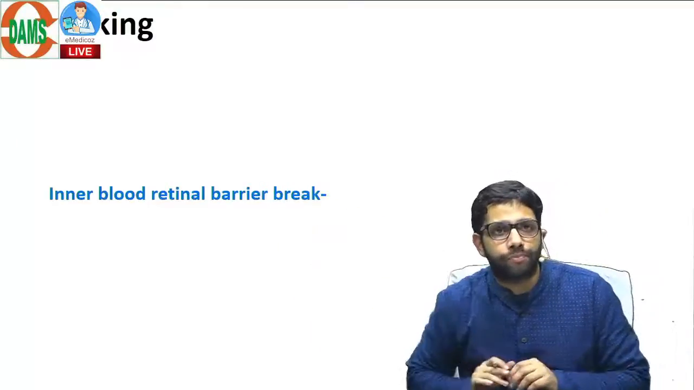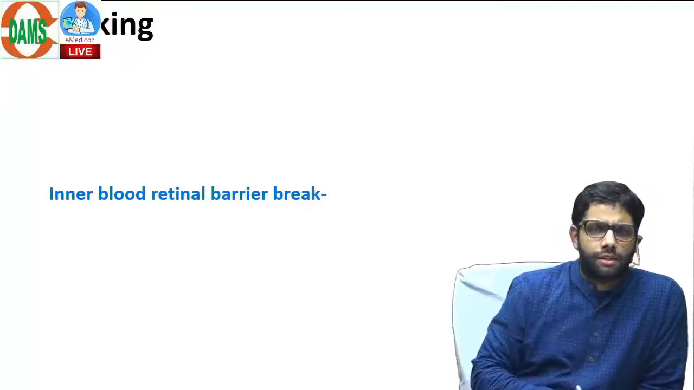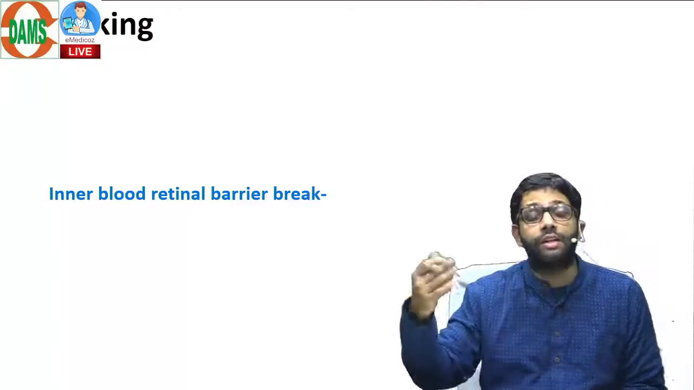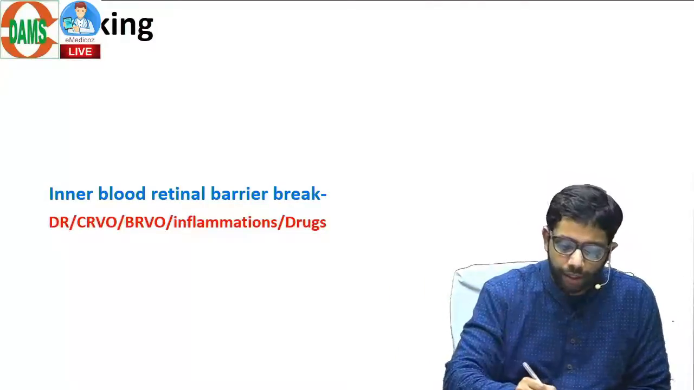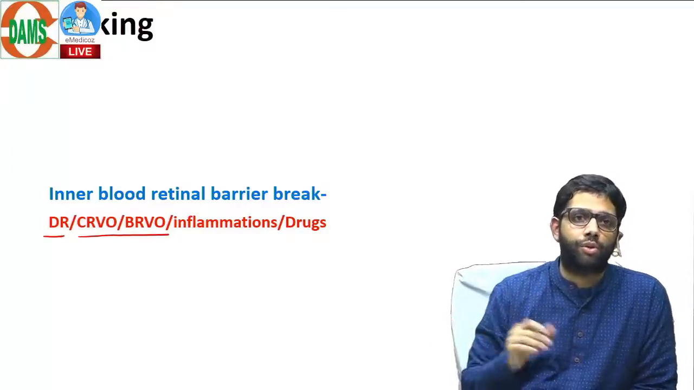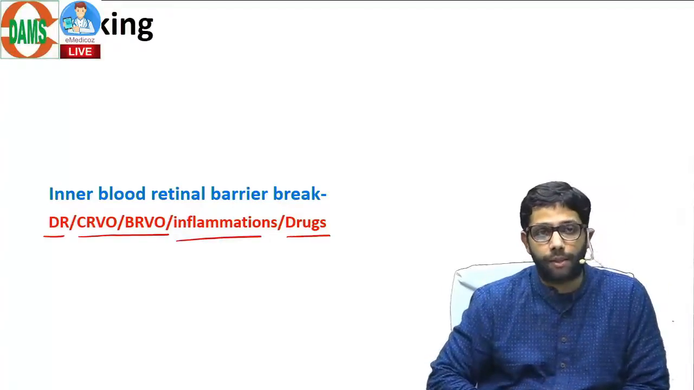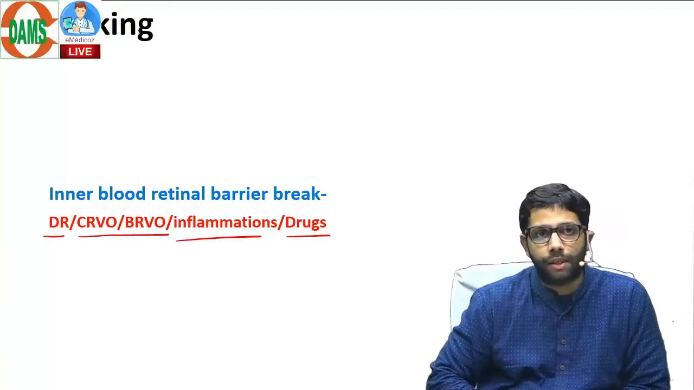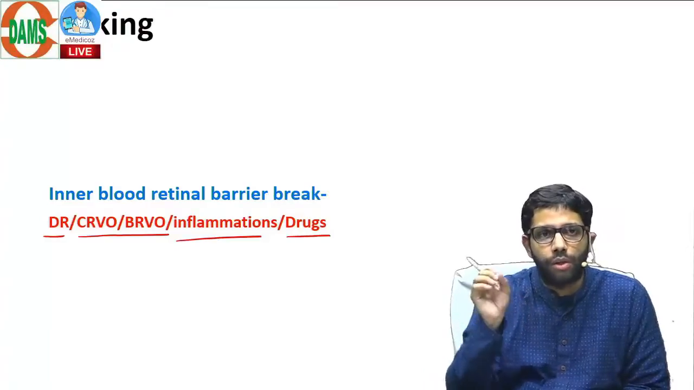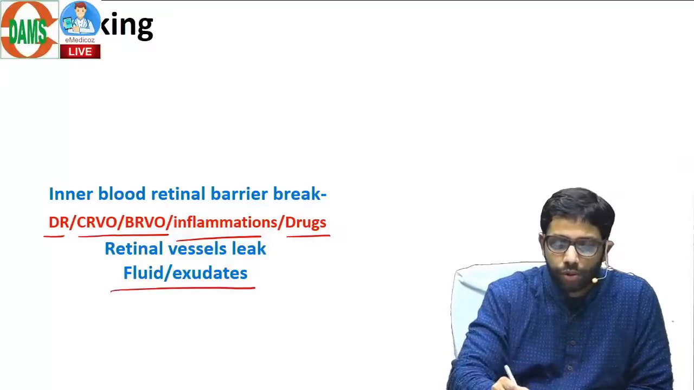Next, leaking. Example of leaking: there is an inner barrier also. Now, the inner barrier is made up of the endothelium of the central retinal artery vessels. It can be broken in many conditions like diabetic retinopathy, venous occlusions, central retinal venous occlusions, branch venous occlusions, some inflammations like uveitis, and various drugs can break the inner barrier. Now, what will happen if there is an inner barrier break? The endothelium is broken down, so the retinal vessels will leak. The fluid will come out.